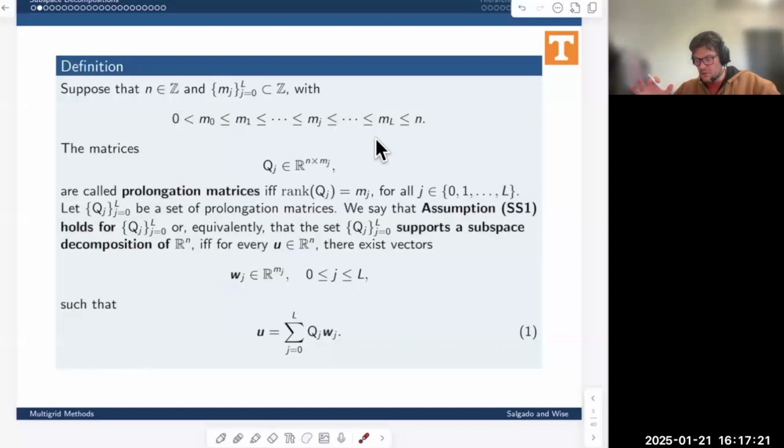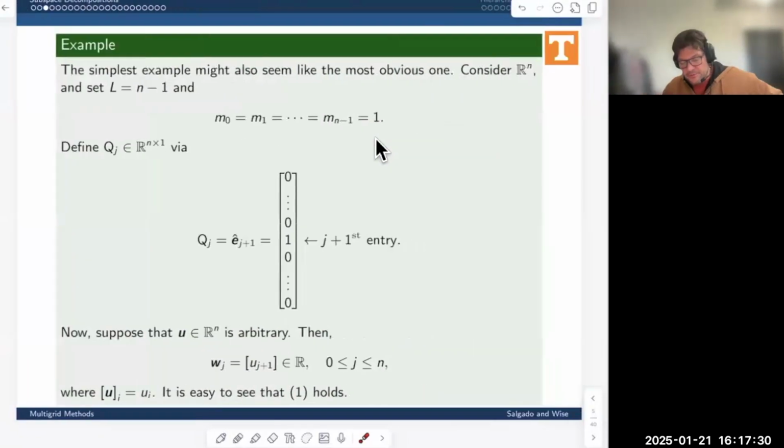So you're given the Qj's, you're given a u, any u, and you've got to be able to find these wj's so that you can have this expansion. We've already gone through these pretty simple examples, but I'd like to go through them again just so that we're all on the same page. For example, for these Qj's, I can take them to be matrices having a bunch of rows and one column. So let's take them to have n rows and one column. So these are basically column vectors, right?